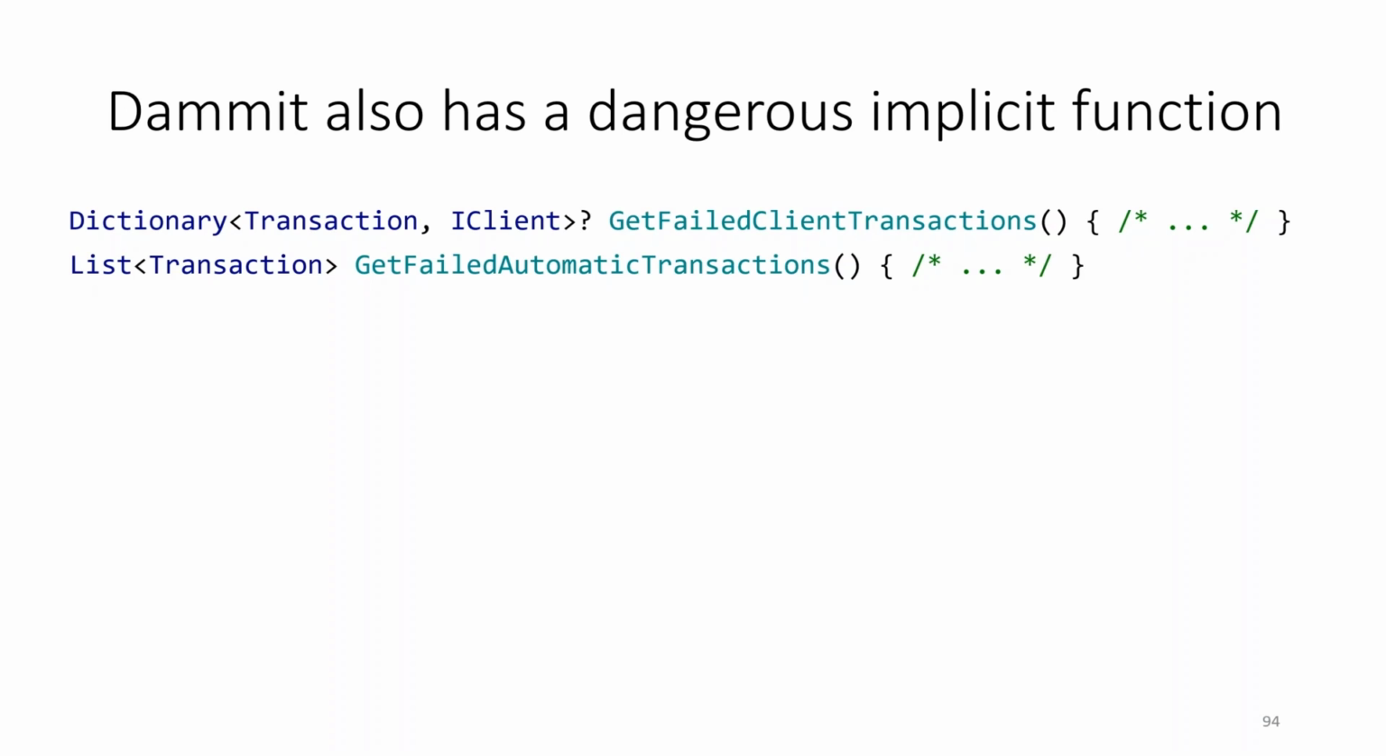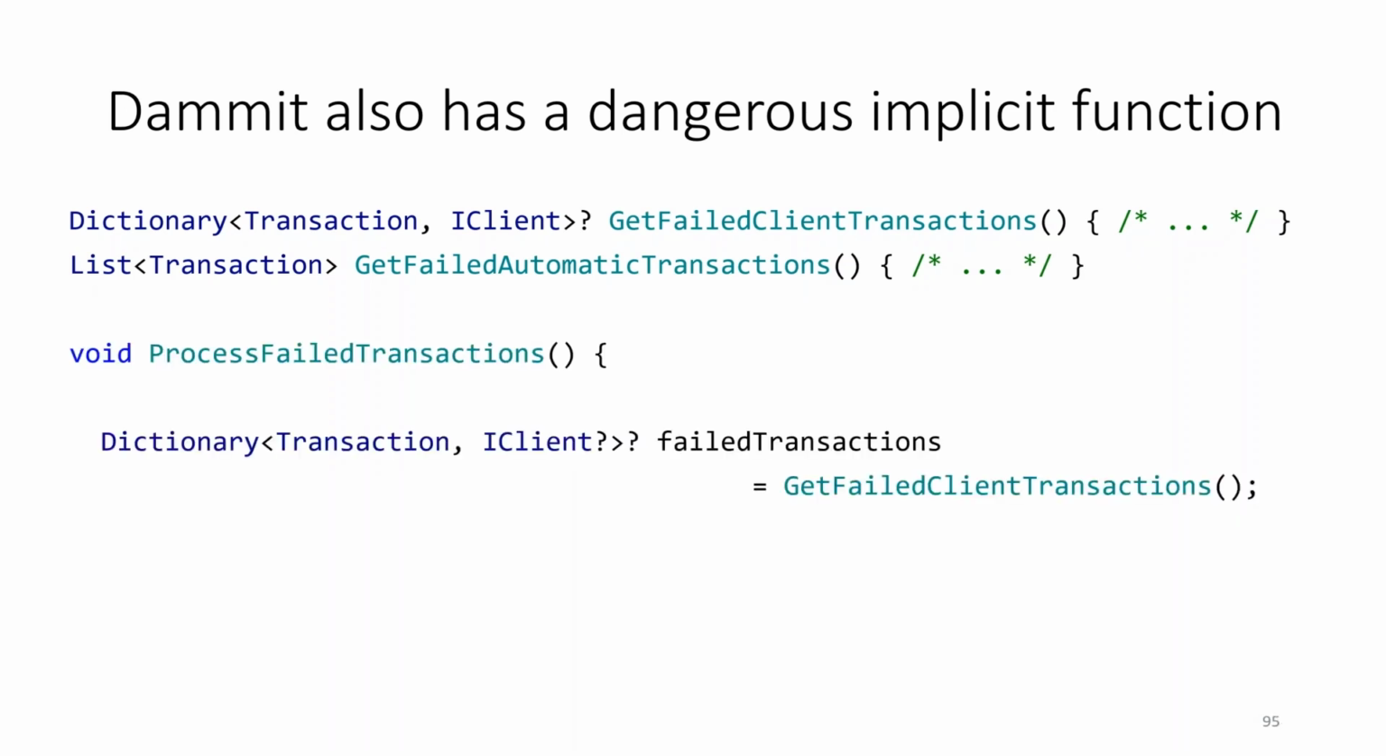And imagine that there are 2 methods returning with this. Get failed client transactions returns the dictionary of transactions and clients that initiated them. And it can return null if there are no such transactions, just to save some allocations. And there is a second method, get failed automatic transactions, that returns the failed transactions that aren't initiated by any customer, such as commission deductions or interest rates or something like this, originated automatically. And you definitely want to process these too.